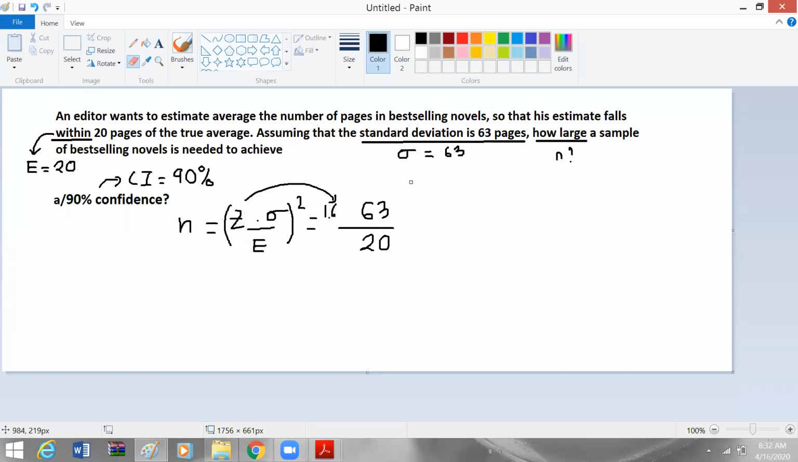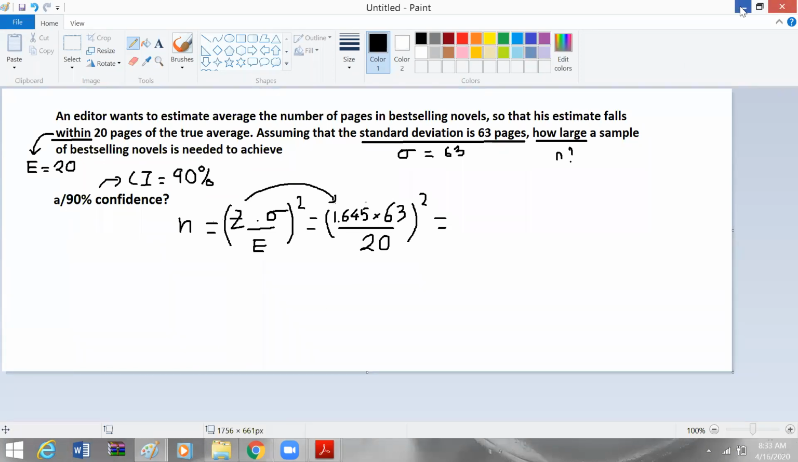I don't seem to have enough space, so I'm going to erase that and write it a little bigger right there. Okay, so let me just redo this question again. So 1.645 multiplied by the standard deviation, which is 63, and then we take the square. We're going to do the square at the end. When you do that on a calculator, you have to be really careful.